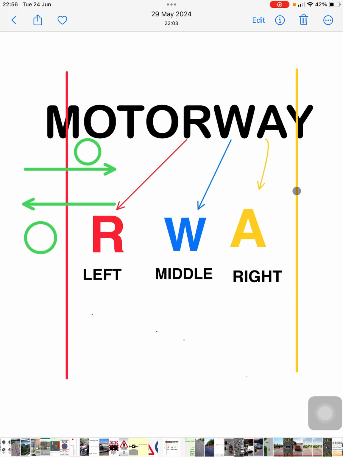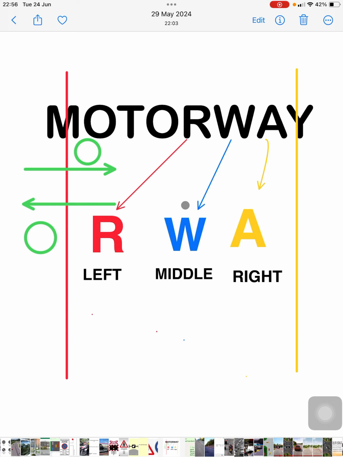Look, that's R, that's W, that's A. R is on the left, W is in the middle, A is on the right-hand side. And that's how the studs are on the motorway as well. Red studs are on the left-hand side of the motorway, white studs are in the middle of the motorway, and amber studs are on the right-hand side of the motorway. See?